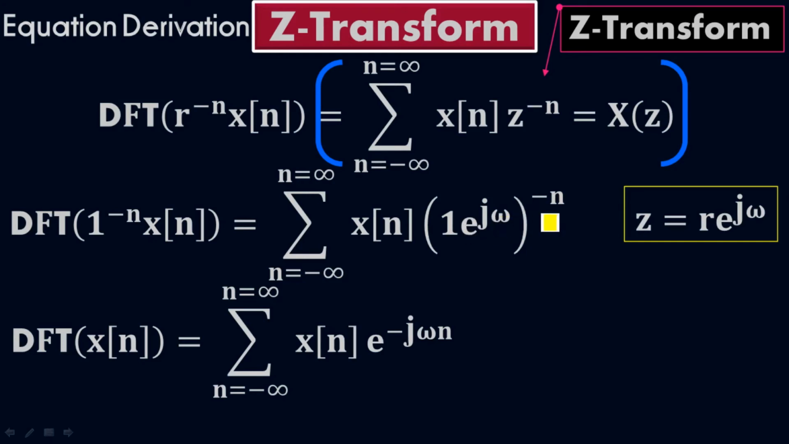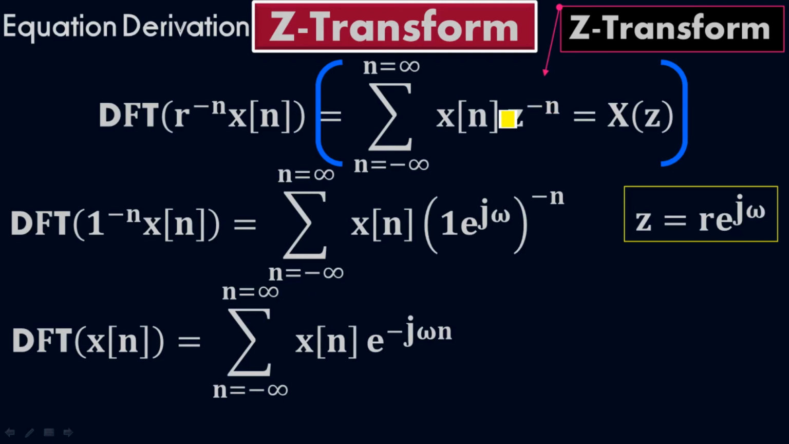But don't forget, I have a negative n power here. So I can write e to the j omega to the negative n equals e to the negative j omega n, because I have a power here and a power here. So this negative n has a product with the j omega. When you take the product of j omega with the negative n, you will get negative j omega n. So here I got the basic equation for the discrete Fourier transform. It is the equation for the discrete Fourier transform. It is the equation for the Z transform.